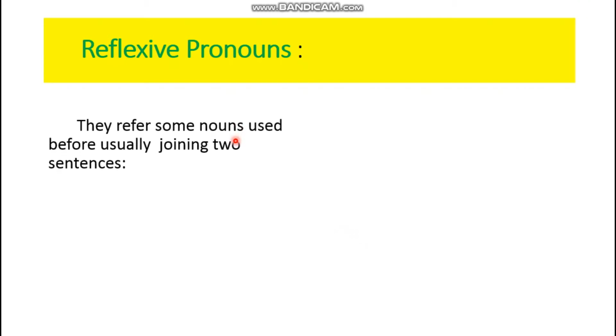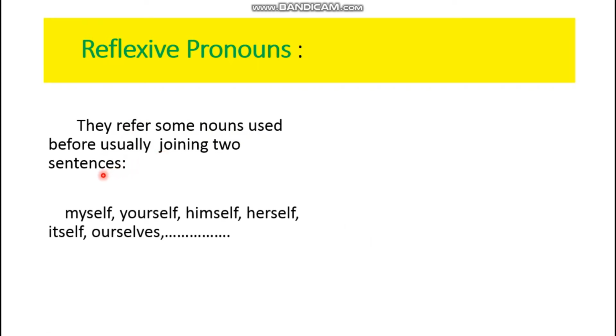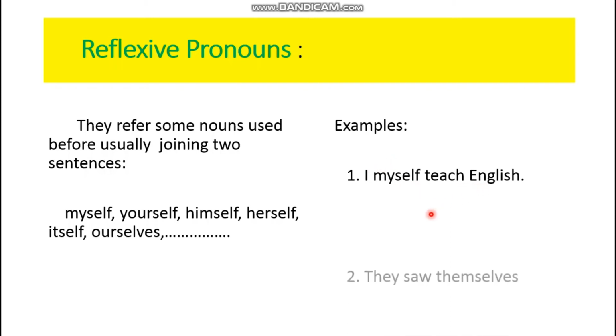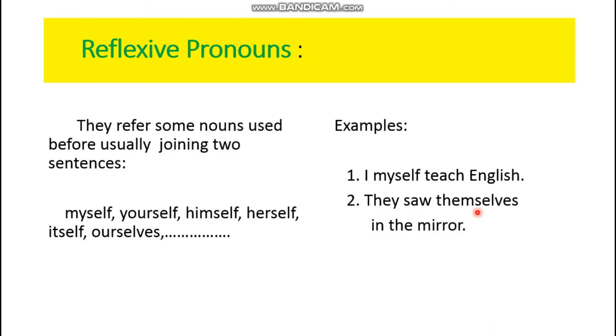Reflexive pronouns here refer to some noun used before, joining two sentences: myself, yourself, himself, herself, etc. Examples: here we have "I myself teach English", and "They saw themselves in the mirror", and so on.